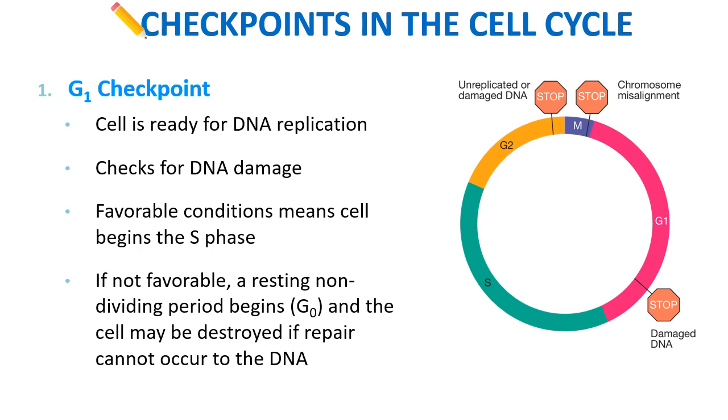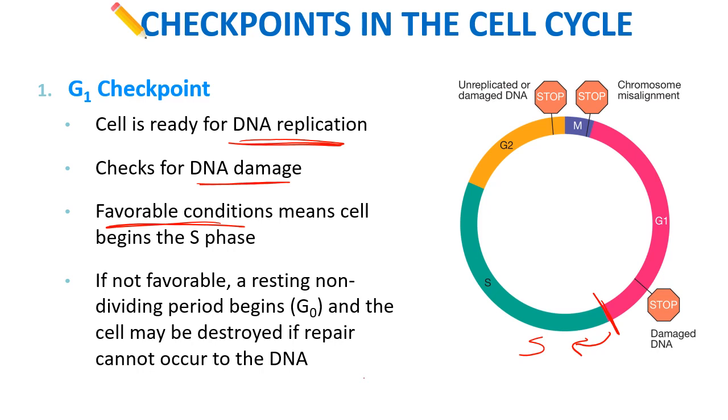In the G1 checkpoint, remember, once we finish G1, we're about to go into S phase and copy our chromosomes. So the most important thing at this checkpoint is to make sure that we're ready to replicate our DNA. So the cell checks for any damage in the DNA, and it checks that there aren't any breaks or any mutations. If everything's okay and it's favorable conditions, then we go ahead and do our S phase and copy our chromosomes.